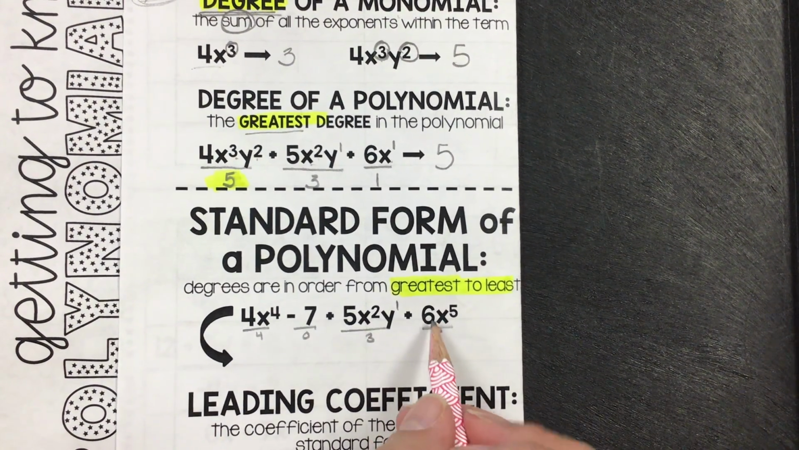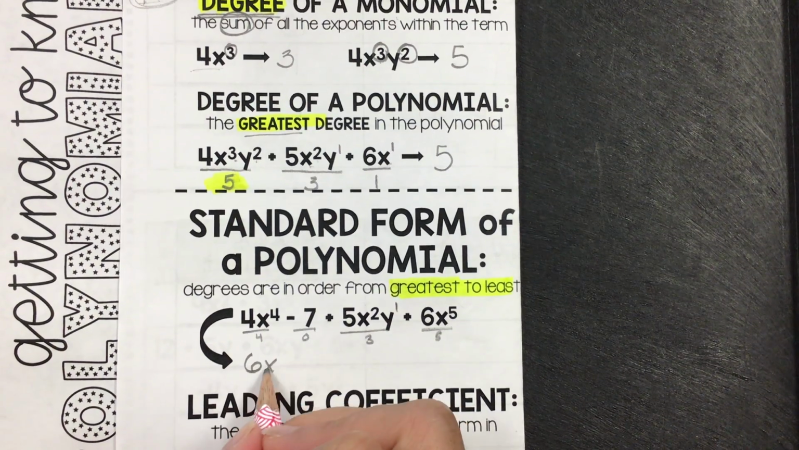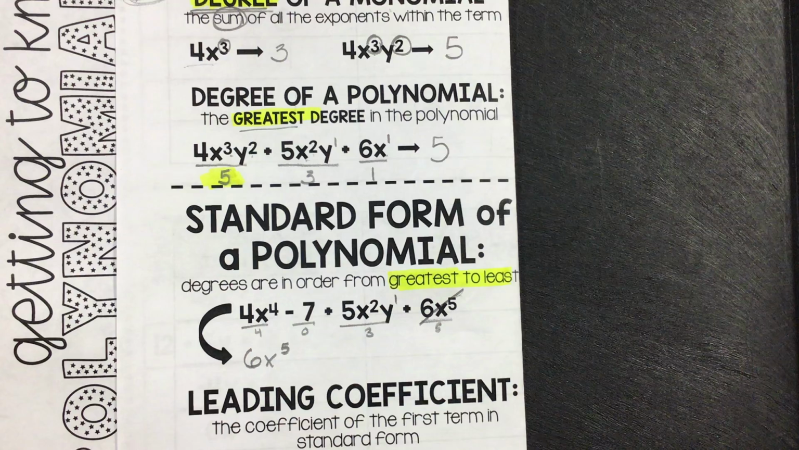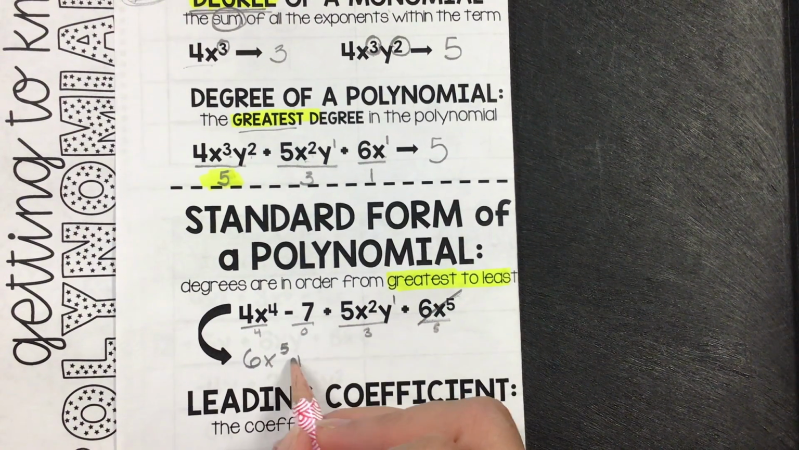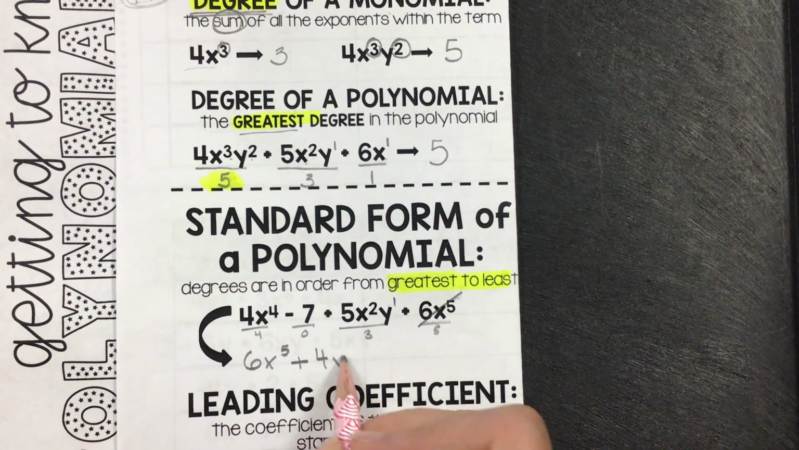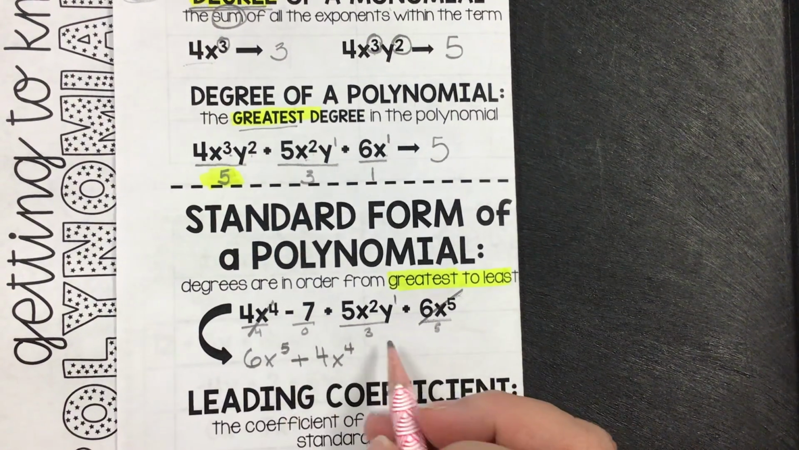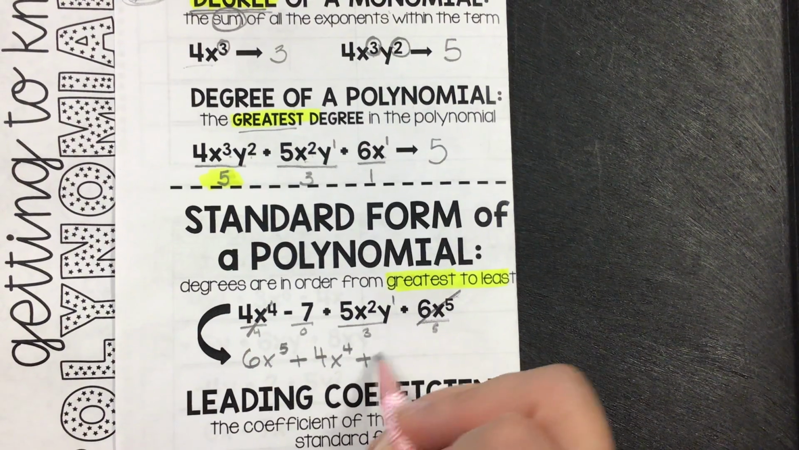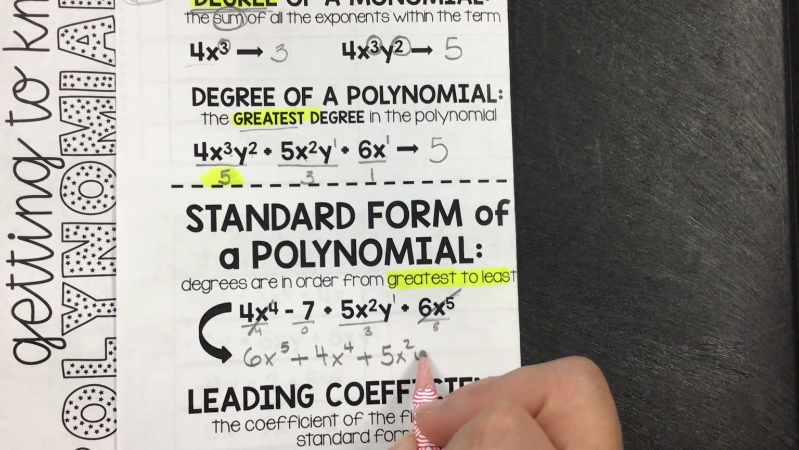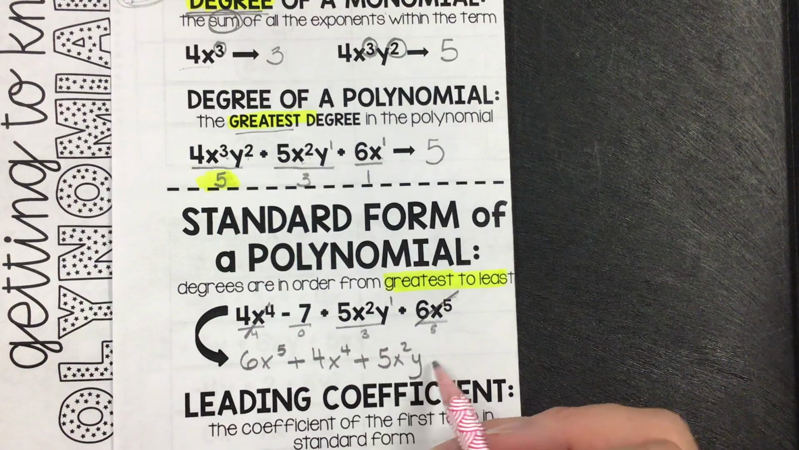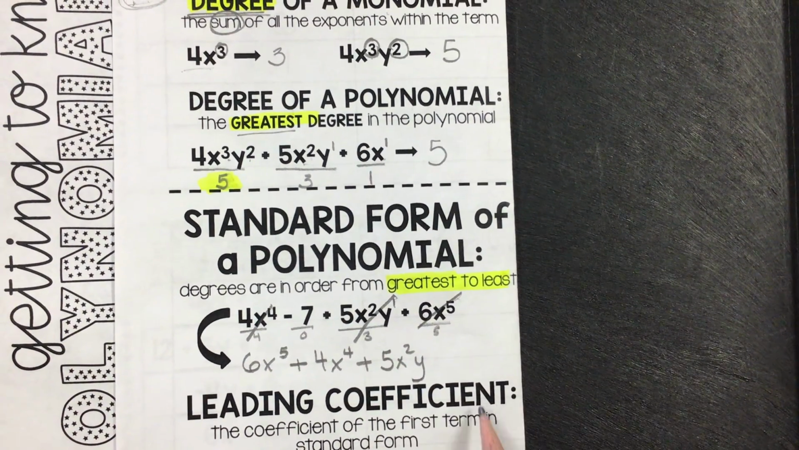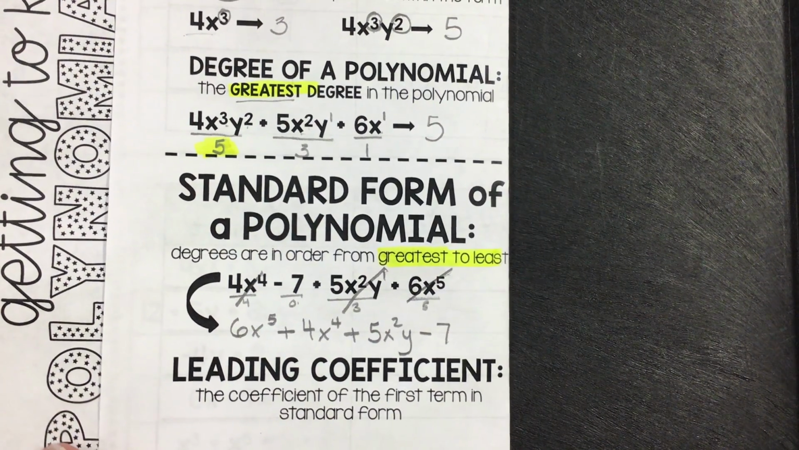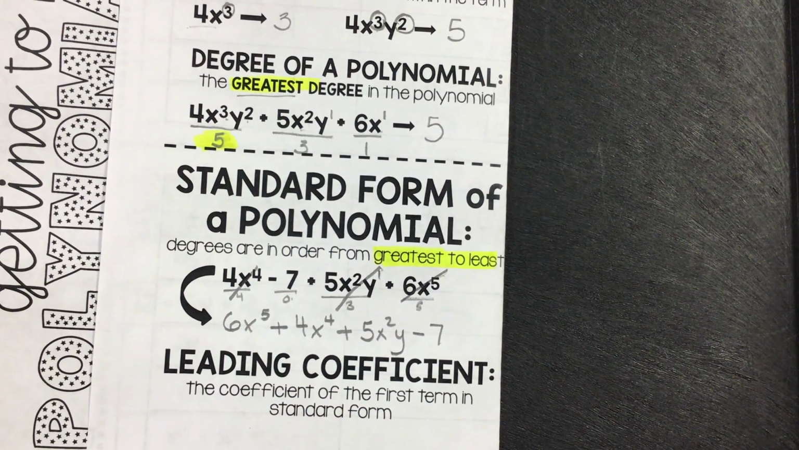That means that the order they go in is the 6x to the 5th. That's the highest one. The next one would be a positive 4x to the 4th. The next one is the power of 3, which is a positive 5x squared y. You don't have to write the 1. If you want to, you can. And then the last one is minus 7. So you put them in order from greatest to least.